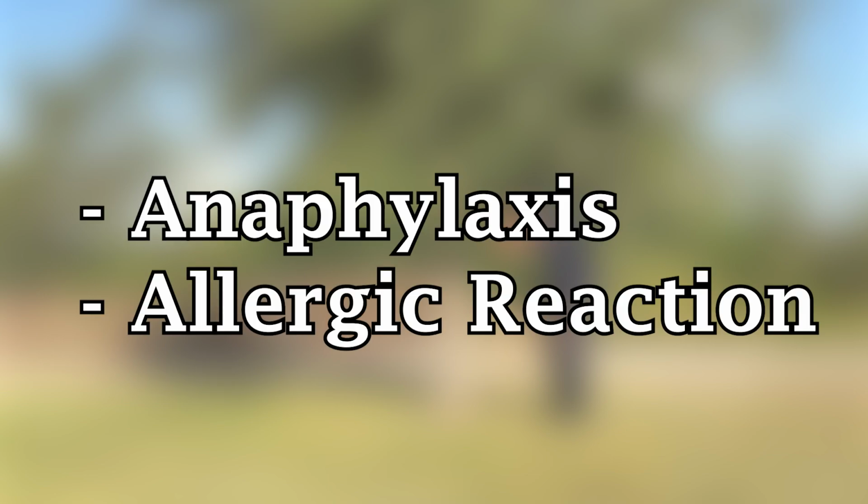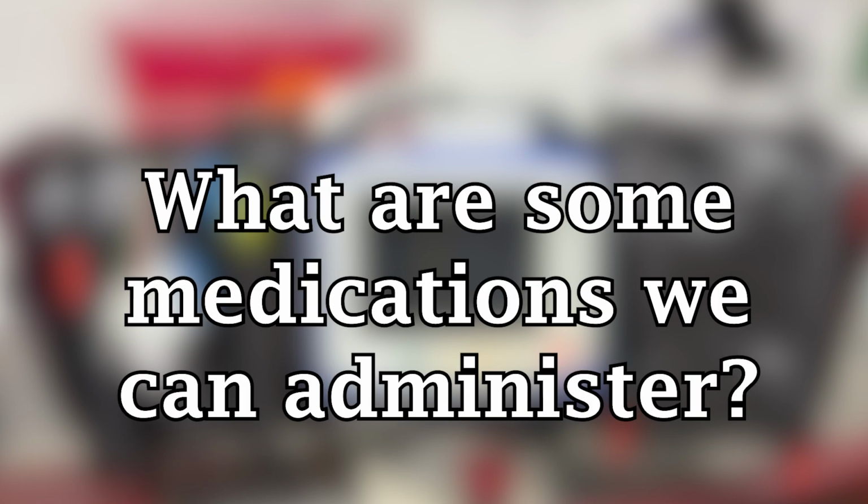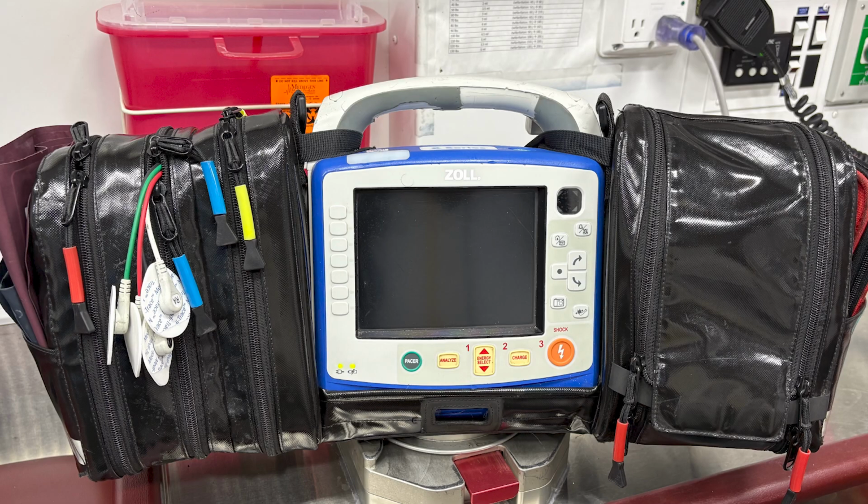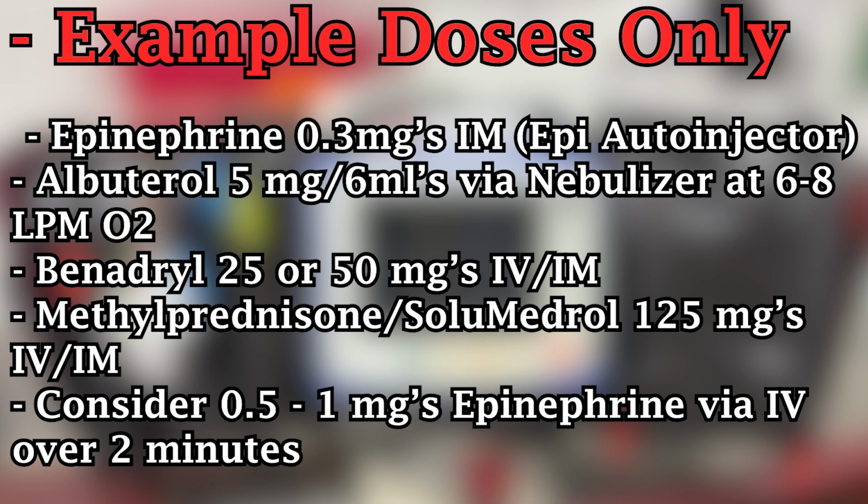Two potential diagnoses can either be anaphylaxis or an allergic reaction. So what are some medications we can consider administering in regards to the patient's allergies? We can initially consider administering epinephrine 0.3 milligrams intramuscularly, or an EpiPen autoinjector, which is generally going to be the same dose for an adult patient. We would consider two interventions after this point.